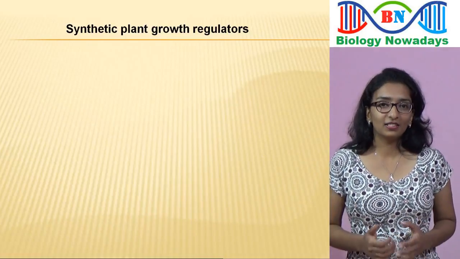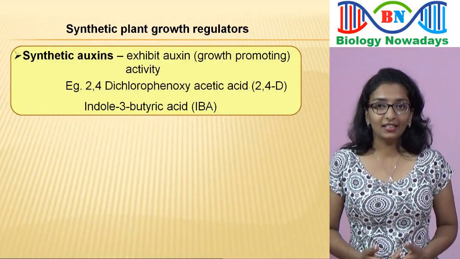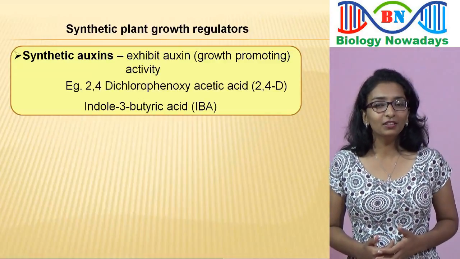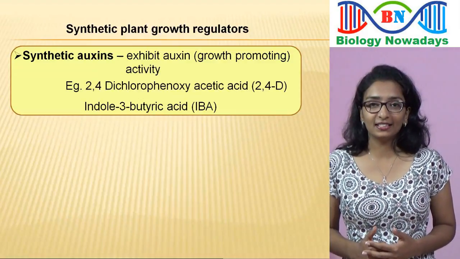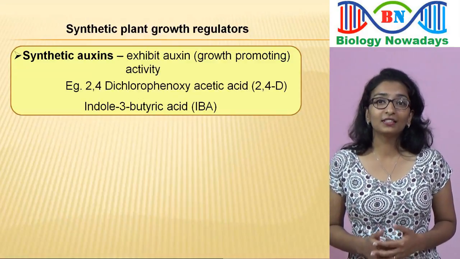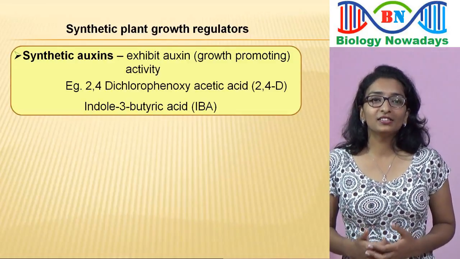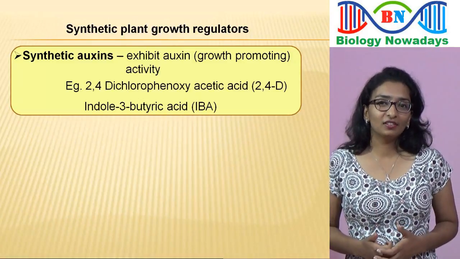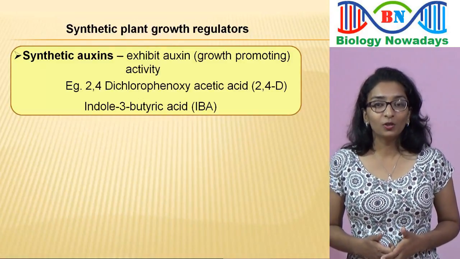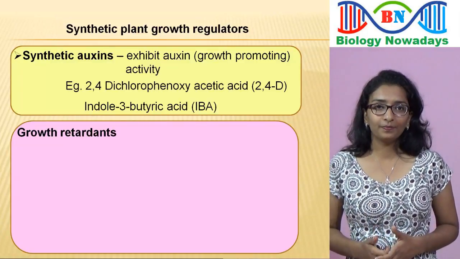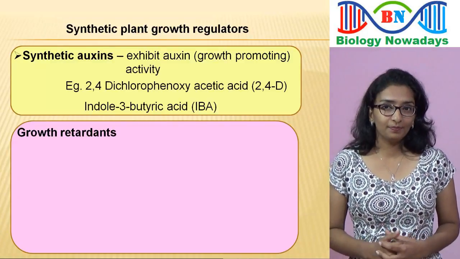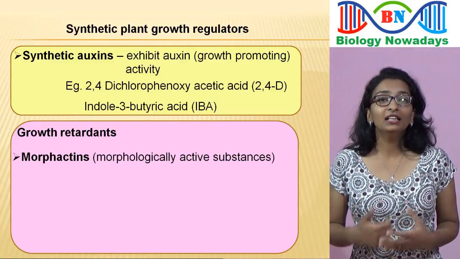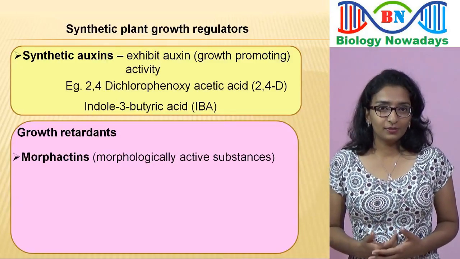Firstly, synthetic auxins. As the name indicates, they exhibit auxin or growth promoting activity. For example, 2,4-dichlorophenoxyacetic acid. It is commonly called as 2,4-D, and indole 3-butyric acid or IBA. There are some synthetic plant growth regulators that come under the category of growth retardants or growth inhibitors. First group is morphactins, meaning morphologically active substances. They have an inhibitory effect on plant growth.